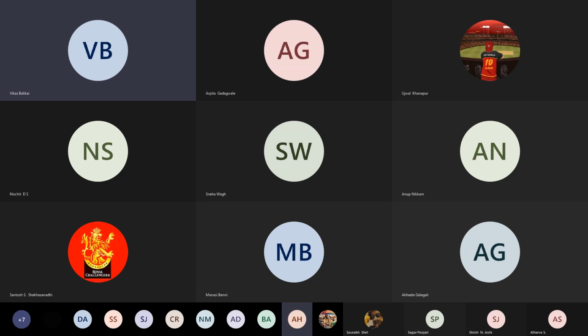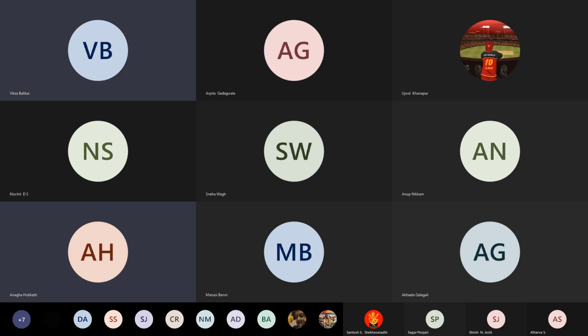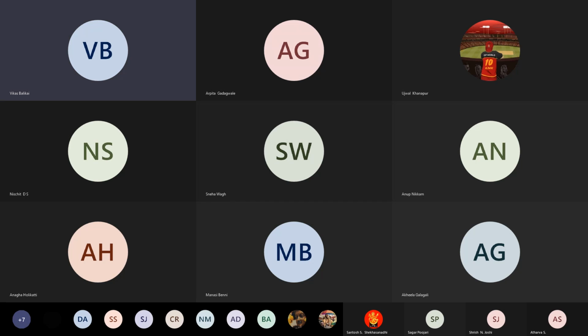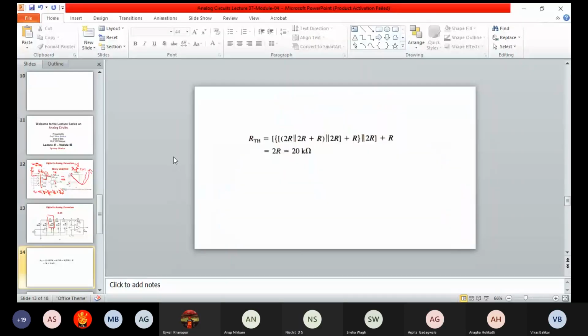Excuse me, sir. Yes. Sir, what will the equivalent circuit look like, sir, when all the bits are on? One second. This is the Thevenin. Can you see the screen?